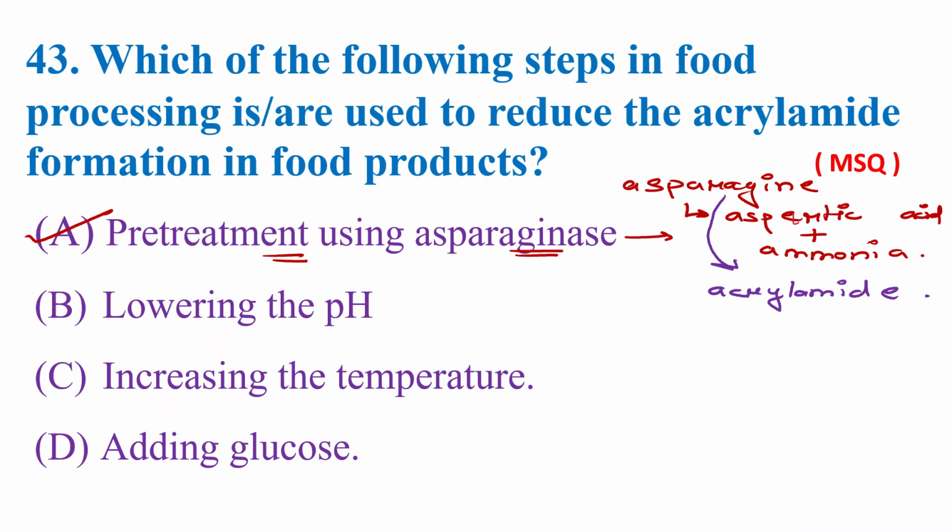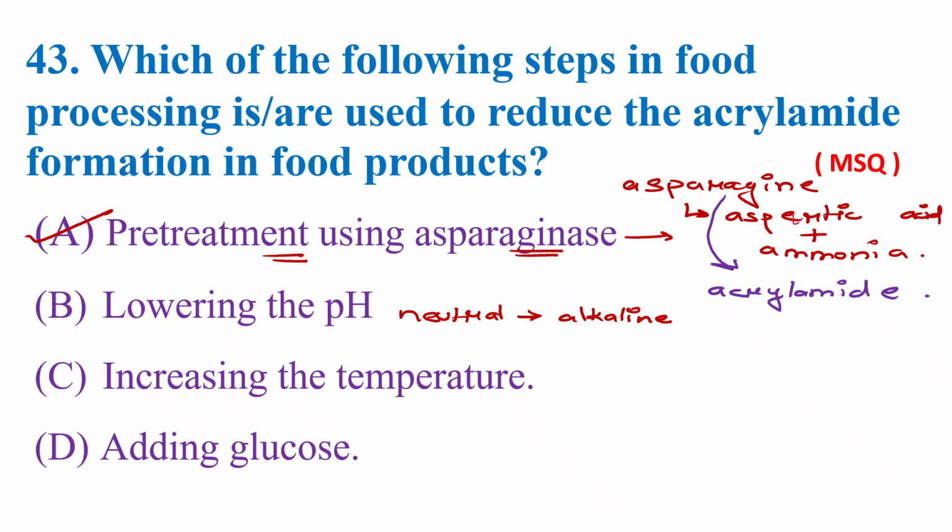Next option, that is lowering the pH. Now acrylamide formation is actually favored at neutral to alkaline pH. Lowering the pH means more acidic. It suppresses the Maillard pathway that forms acrylamide. And acid dips like citric acid, acetic acid in potatoes reduce the acrylamide. So this statement is also true.